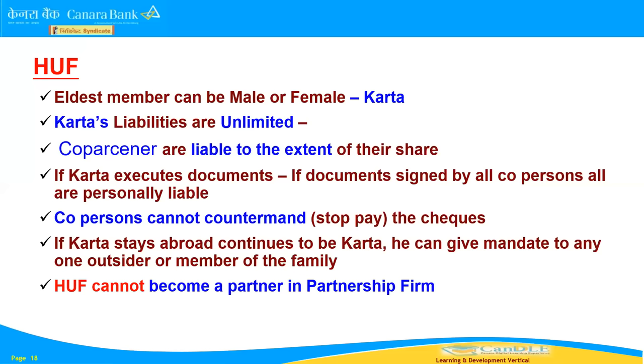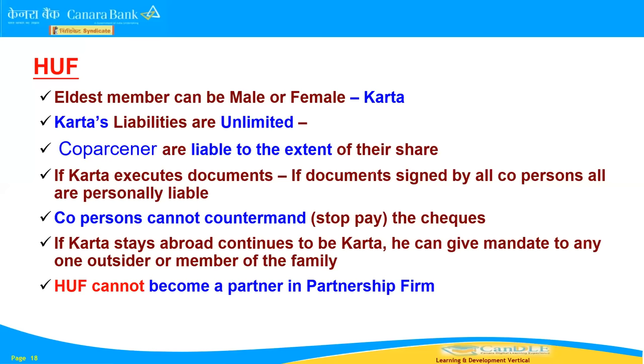The eldest member, the most senior person, maybe a male, maybe a female, will be called Karta. Please remember, Karta liability: when a loan has been taken, Karta's liabilities are unlimited. The remaining persons in the HUF will be called co-parceners, and co-parceners are liable only to the extent of their share.